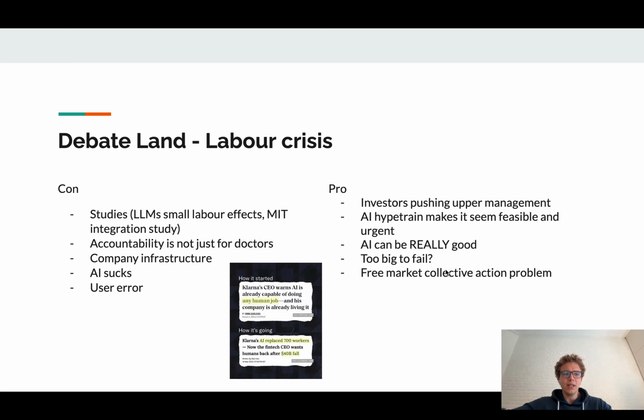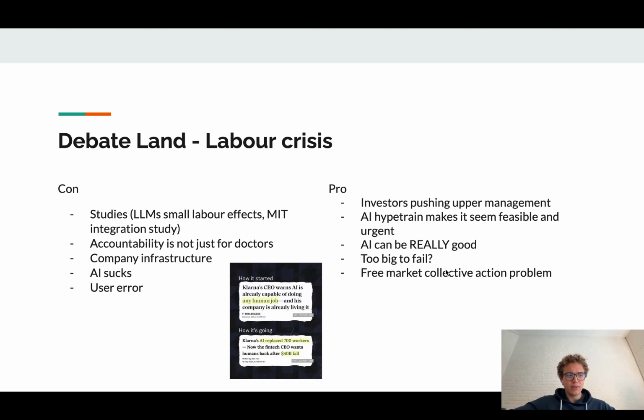Then the MIT integration study, which showed that 95% of AI integrations don't see any returns, and it's just a loss for the company to have tried this. And I think this is at least some empirical evidence pointing in the direction that either the AI isn't good enough yet, or we can't use it well enough yet, or the combination of the way that we've designed our workforce and the AI is just somewhat incompatible.